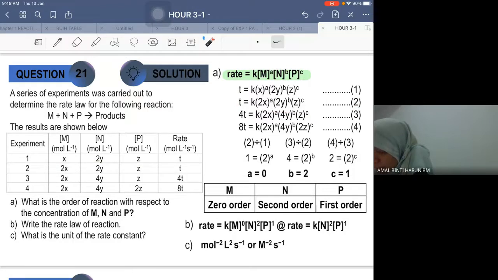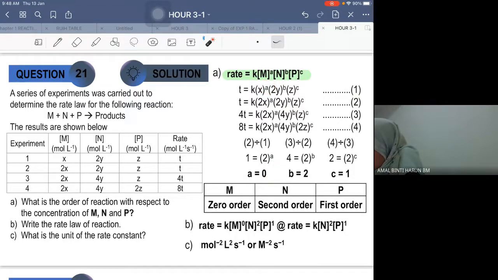Okay. Ni masih T lagi untuk 3 dan 4. Okay, isi semua. Lepas tu kita tengok apa yang kita boleh buat dekat sini. Apa yang sama? 2Y, 2Y, Z, Z. Okay. So, equation 2 divide by equation 1. So, kita boleh cari value A. So, A is 0 order.